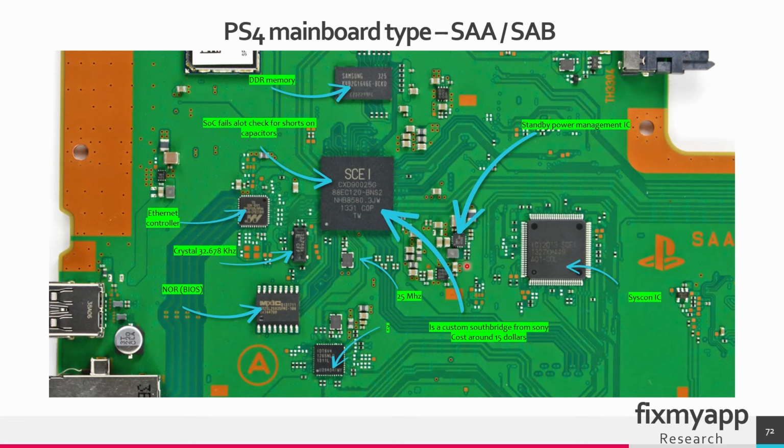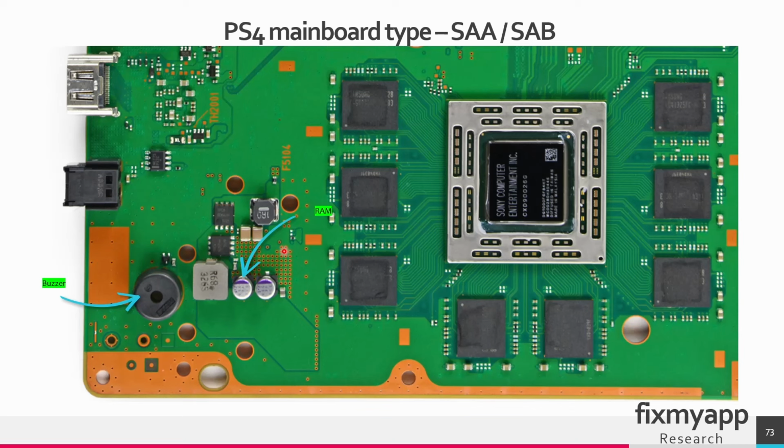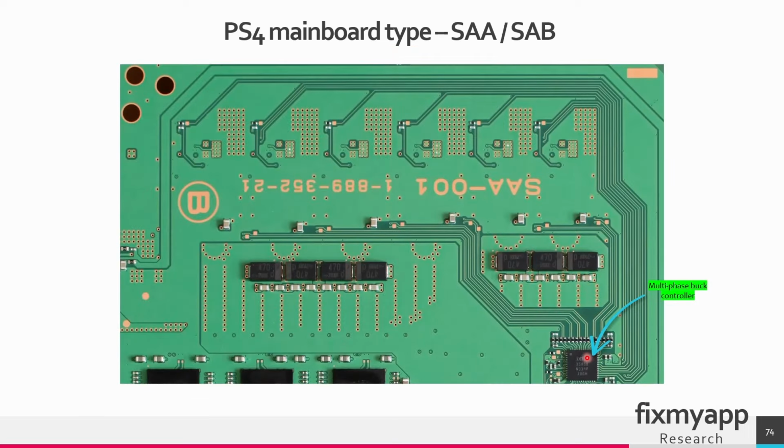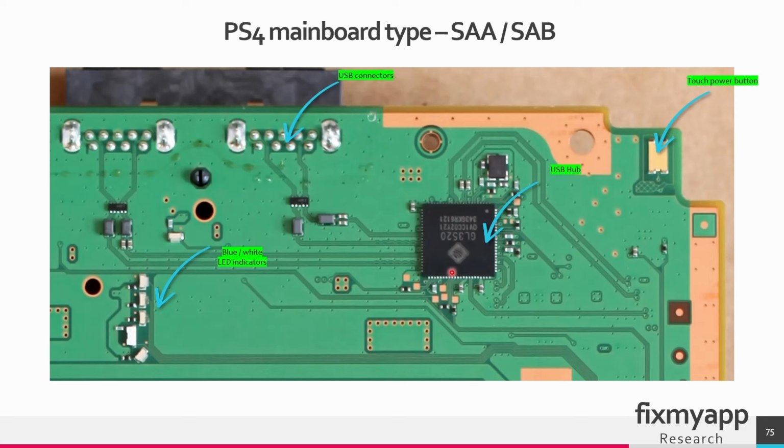This voltage regulator will generate some standby voltages. This is a 25 MHz crystal. This is a buck converter that will deliver the power to the RAM. So this is the multi-phase buck controller. It will send the PWM signals to each of these power phases that will deliver the power to the GPU or the APU. This is the USB hub controller.